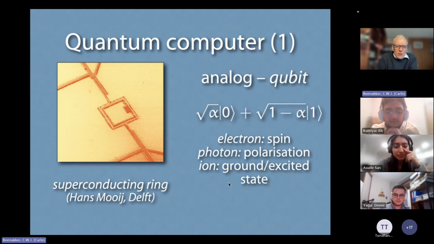I show you a picture here with a superconducting ring. It's a small device, a small ring. And there's a current flowing through the ring. And this current can flow clockwise or counterclockwise through the ring. And you could imagine if it flows clockwise, I call it 0. If it flows counterclockwise, I call it 1. But the crazy thing is that if this ring is in this superposition between 0 and 1, the current is flowing both clockwise and counterclockwise at the same time. That's the magic of quantum.